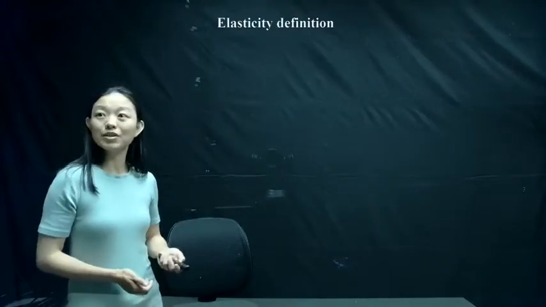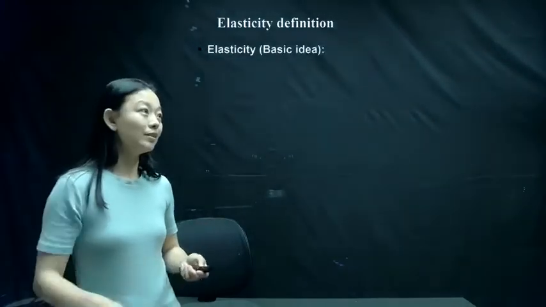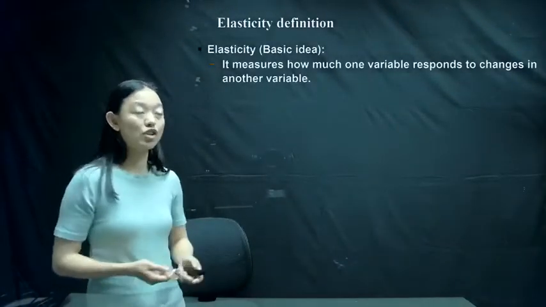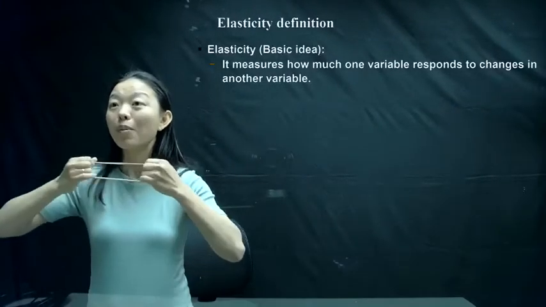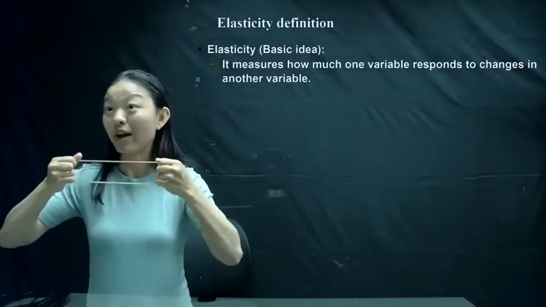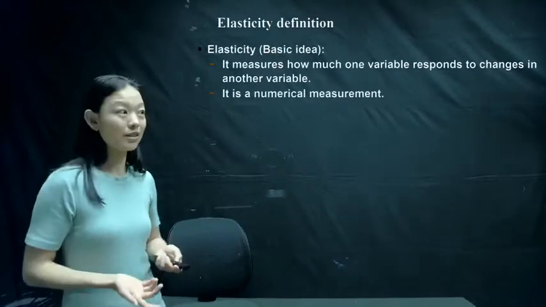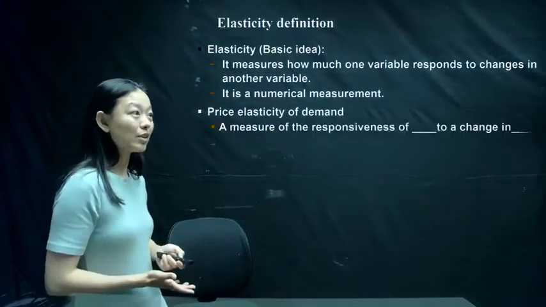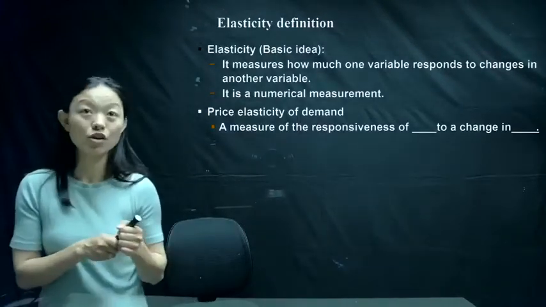So actually, let's first look at the definition of elasticity. Elasticity, okay, it measures how much one variable responds to a change in another variable. So like this rubber band, elasticity can measure how much it will stretch in response to my strength, okay? So actually, elasticity is a numerical measurement. The price elasticity of demand actually measures the responsiveness of quantity demanded to a change in price.